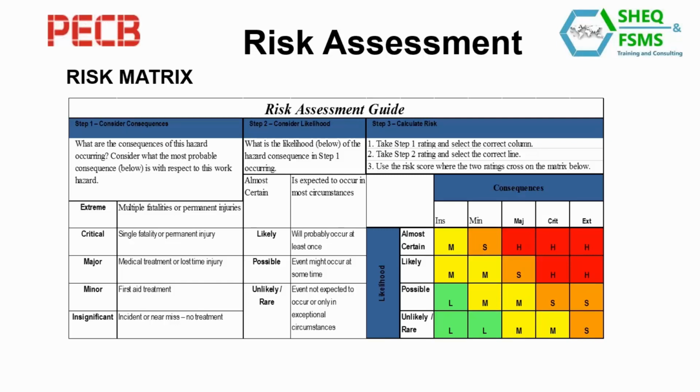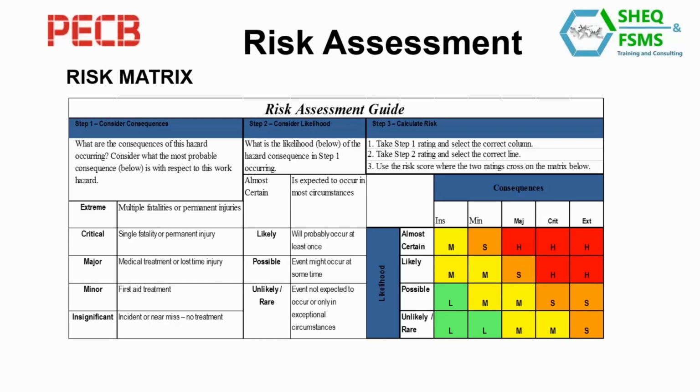The second step is consider the likelihood. What is the likelihood of the hazard consequence in step 1 occurring? Almost certain. It's expected to occur in most circumstances. Likely, will probably occur at least once. Possible, event might occur at some time. Unlikely or rare, event not expected to occur or only in exceptional circumstances.